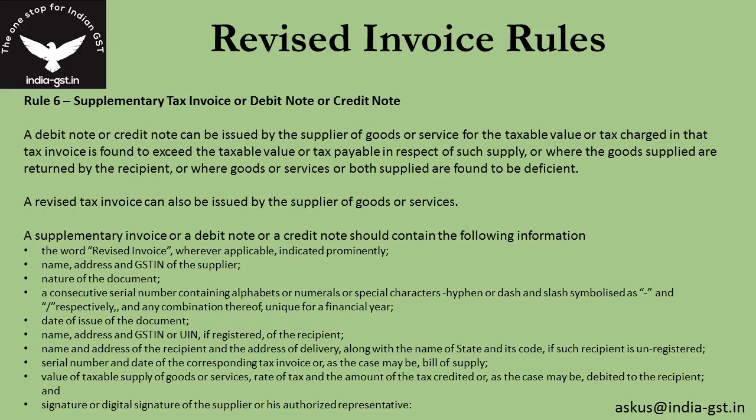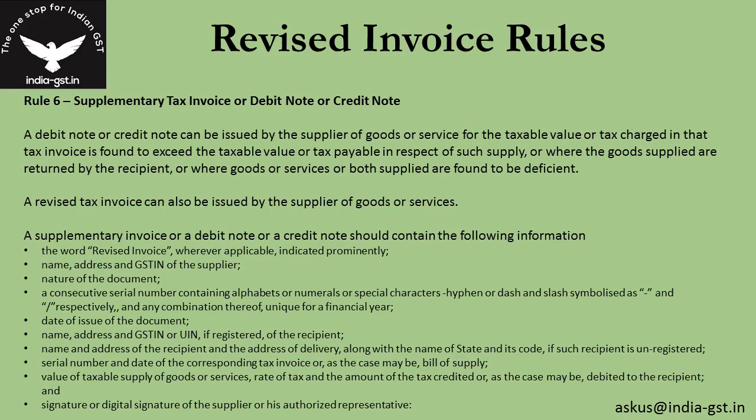Supplementary tax invoice or debit note or credit note. A debit note or credit note can be issued by the supplier of goods or services where the taxable value or tax charged in the tax invoice is found to exceed the taxable value or tax payable in respect of such supply, or where the goods supplied are returned by the recipient, or where goods or services or both supplied are found to be deficient. A revised tax invoice can also be issued by the supplier of goods or services.